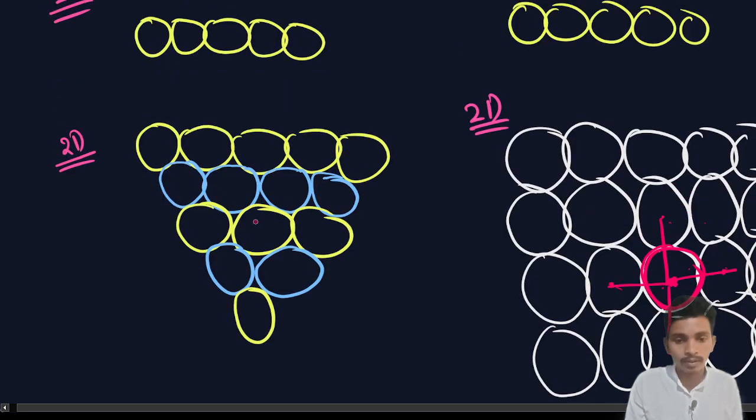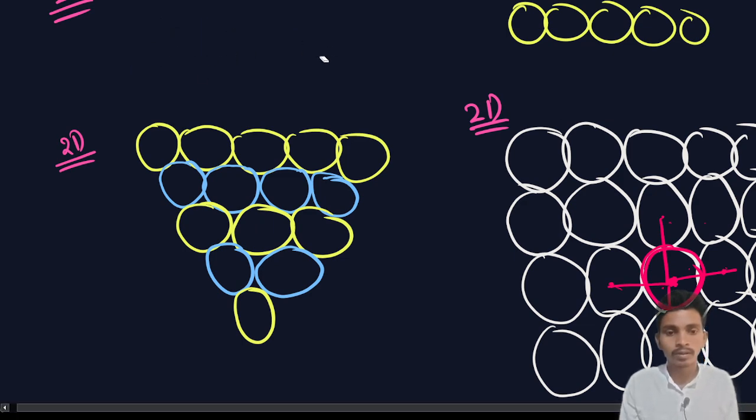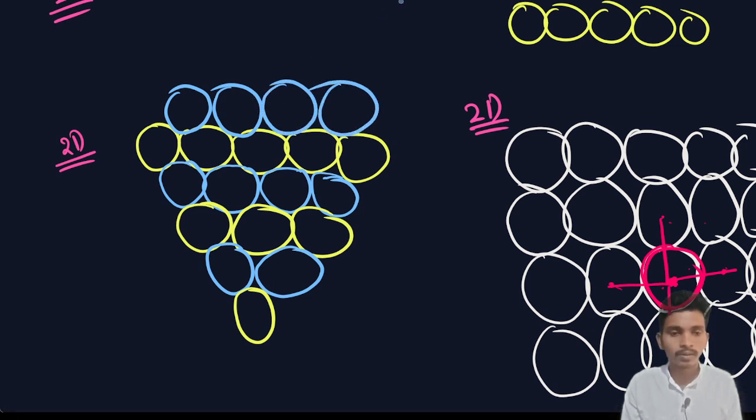And for the case of HCP, let's talk about this. I can draw it on the above side also. Another is in these points.